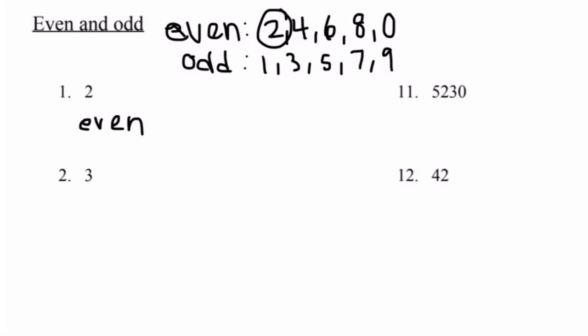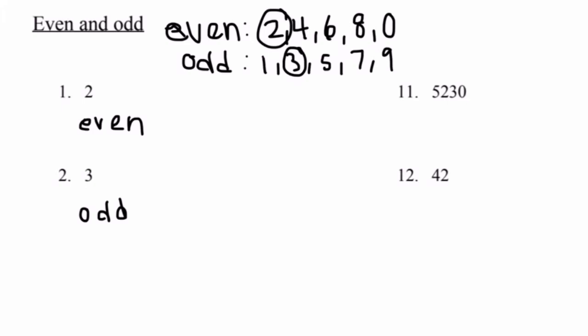Number 2, they give us the number 3. We know that 3 is automatically odd because it's part of our odds list. Moreover, it's not divisible by 2 because 3 divided by 2 equals 1.5, which is a decimal and not a whole number. Therefore, 3 is odd.